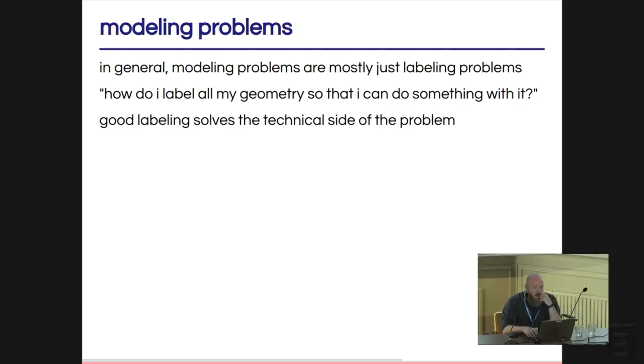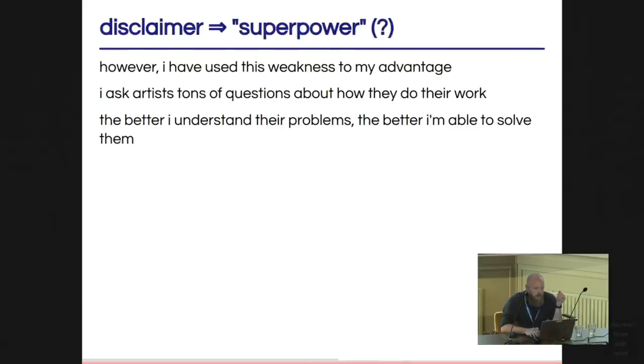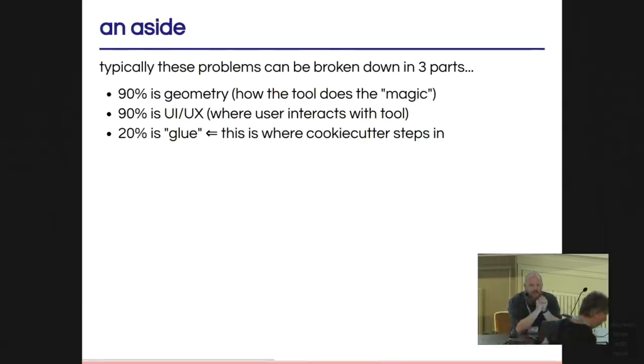Okay. So modeling problems. In general, I look at modeling problems as mostly being a problem of labeling. So modeling problems is definitely a pun. How do you model problems? So the question is, how do I label the geometry that I'm going to be manipulating or changing? And then what do I need to do to update that? If you start off by labeling your geometry well, then the technical side of the problem, this 90% right there, kind of goes away. Not always, but it gets pretty close to being done.